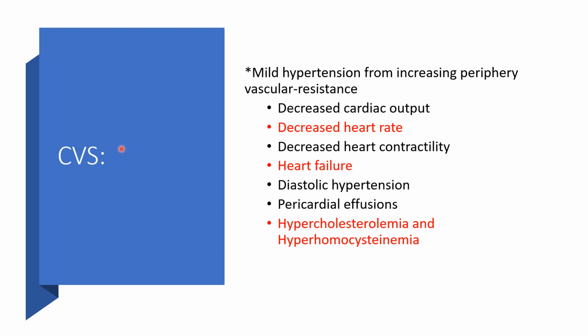The cardiovascular system will not be spared in hypothyroidism. There may be mild hypertension from increased peripheral vascular resistance. The cardiac output can drop. The heart rate can drop. As a matter of fact, hypo, low. Everything about them will likely drop, except a few factors like hypercoagulable states. That will rise. Heart rate will drop. Cardiac output will drop. Contractility of the heart will drop. The heart function will drop. Diastolic hypertension, pericardial effusions, hypercholesterolemia, and hyperhomocysteinemia will rise. They are not good anyway.